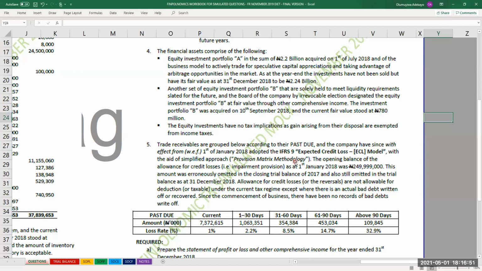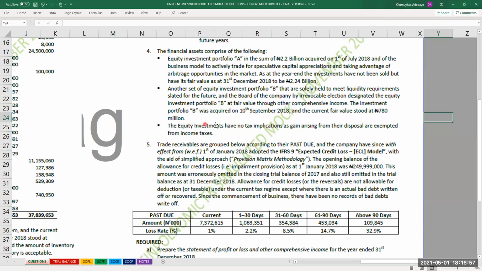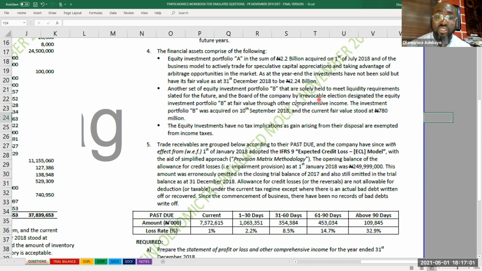But should I continue? No, before I continue, let us analyze that also. Who will contribute to analyzing that? Are we going to accord this scenario the same treatment like the first one? And if not, why? Who will contribute to that?